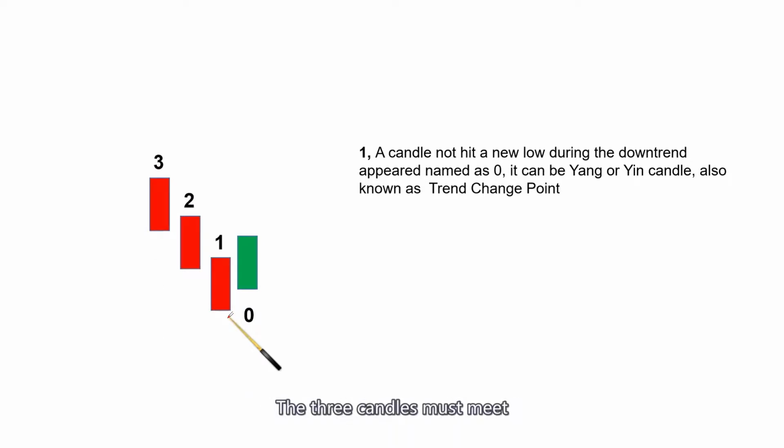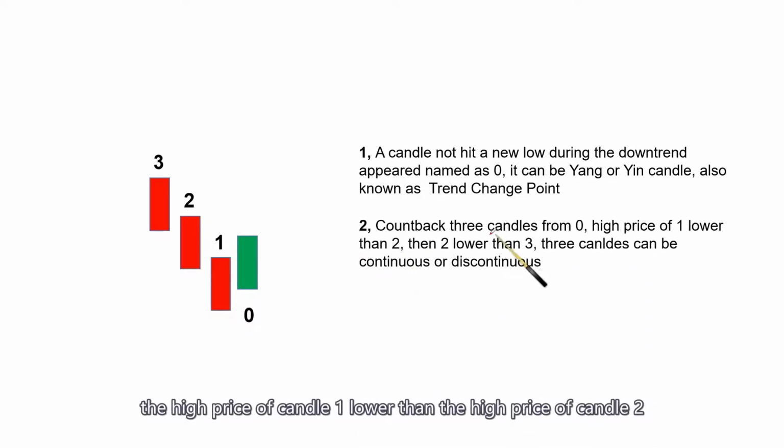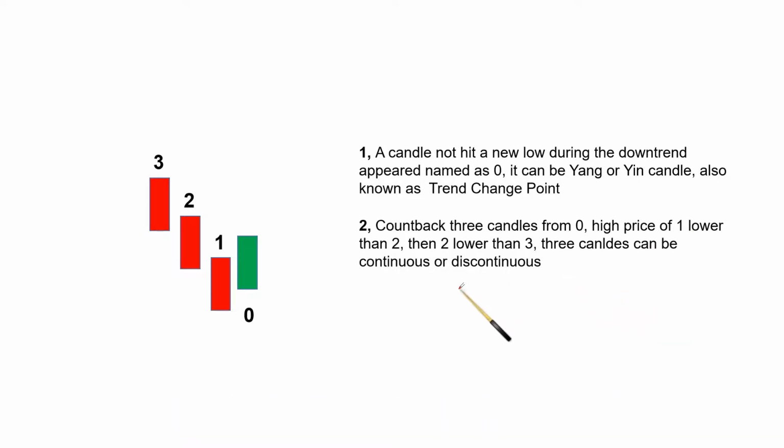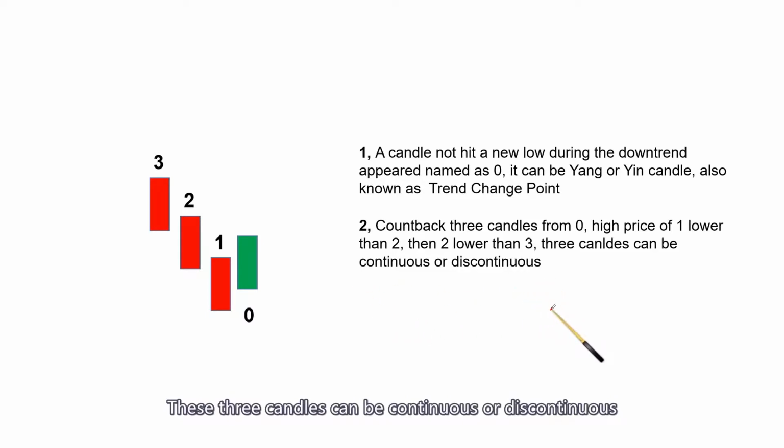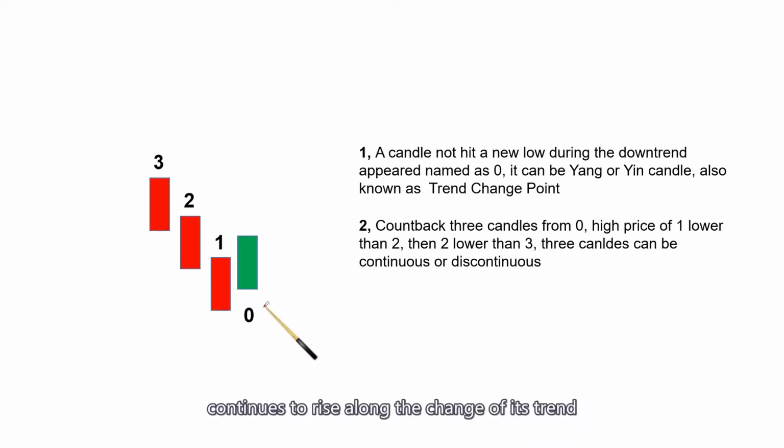The 3 candles must meet this: the high price of candle 1 is lower than the high price of candle 2, and the high price of candle 2 is also lower than the high price of candle 3. These 3 candles can be continuous or discontinuous when the condition is met. If the price starts from the change point 0 and continues to rise along the change of its trend, is it a reversal of the trend or a simple rebound?